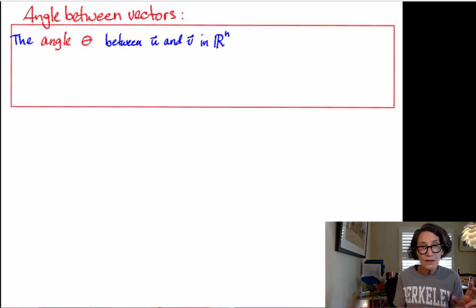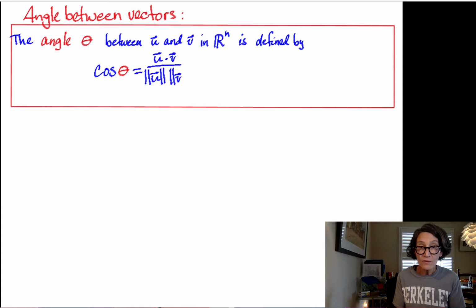If you have two vectors in Rn, u and v, the angle theta between the two vectors u and v is defined by this equation. Cosine of that angle is going to be u dot v divided by the length of u times the length of v. So that's a real number, it's a scalar, because u dot v is a real number, and the length of u is a real number, and the length of v is a real number. And now theta always has to be between 0 and pi.